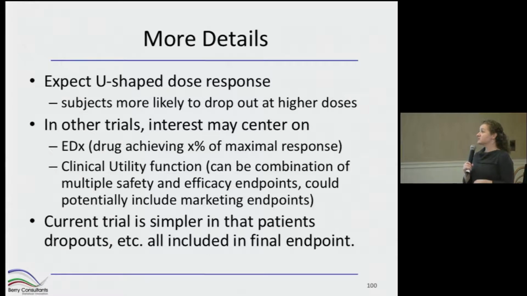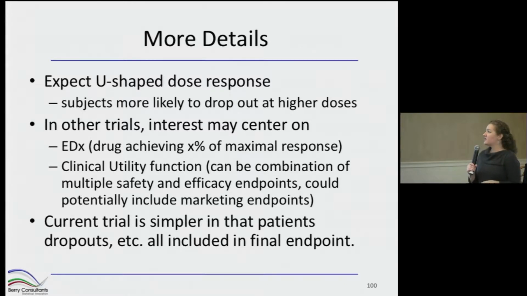Other trials, instead of looking for the maximum effect, might be interested in something like an EDX, like an ED90, which would be the dose that gives you 90% of the maximal effect. Again, as you get to the higher doses, maybe those have adverse effects. So if you can back away from that and give a slightly smaller dose and sacrifice only a minimal amount of efficacy, maybe that's the optimal dose to give. One way we often handle that is by looking for this ED90, trying to find a dose that has at least 90% of the benefit, but is not the highest dose.